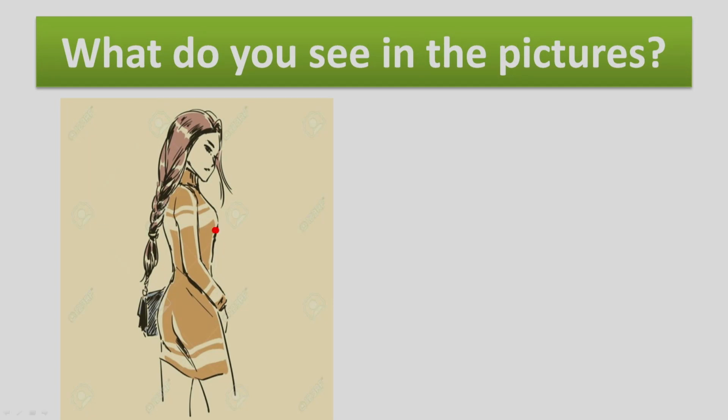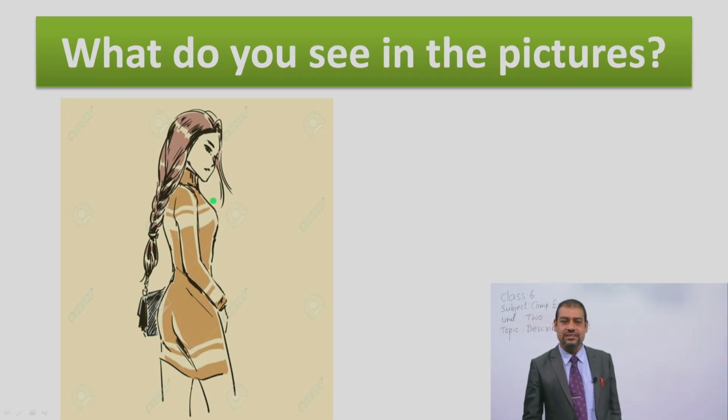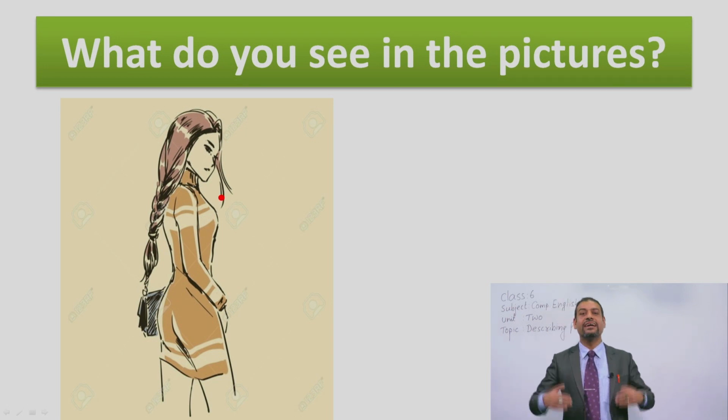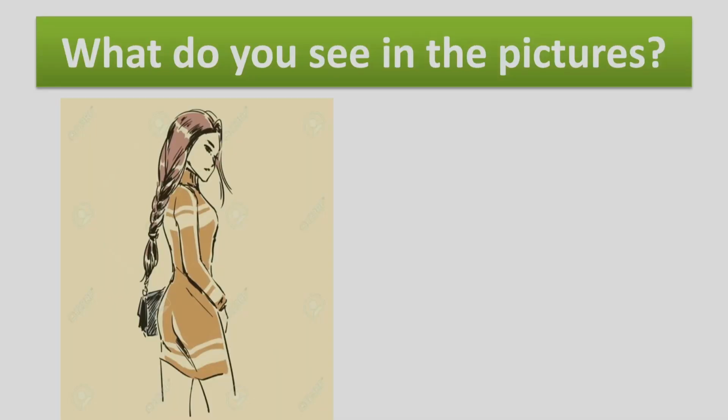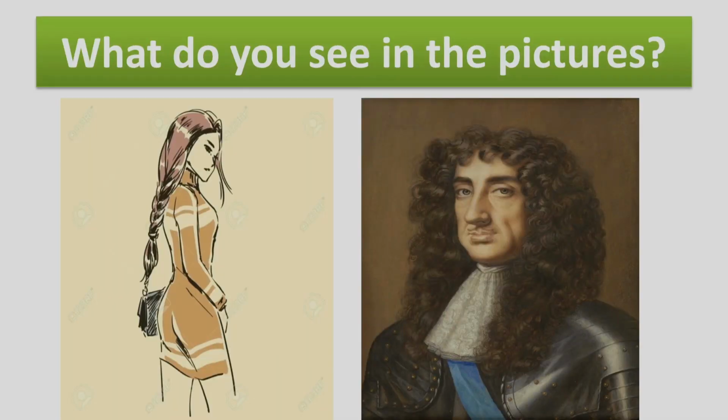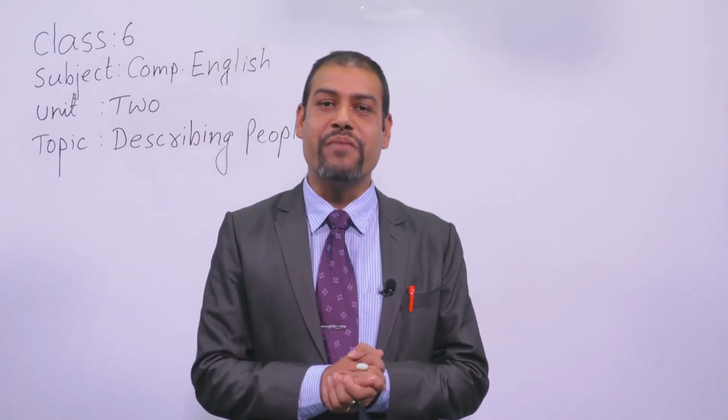See, this is the picture of a girl, okay? Later on, I will ask you questions again. Please look at the picture. Now, I want to show you another picture. Please look at it. How many pictures are there, dear students? Good. There are two pictures, okay? The first picture is of a lady and the second picture is of a man.